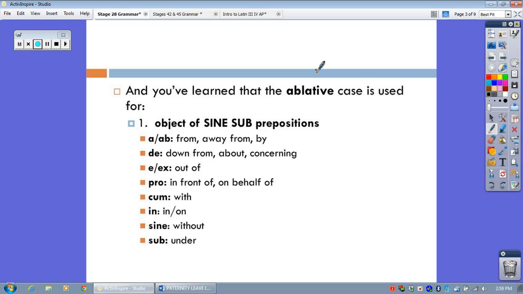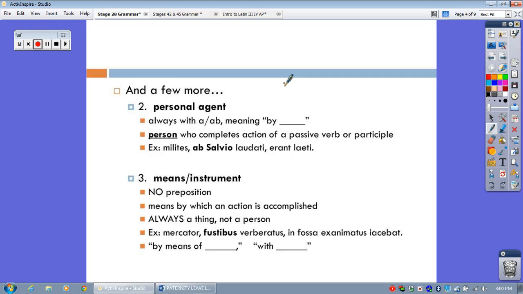And sine sub prepositions. So the sine sub prepositions, ab, de, ex, pro, cum, in, sine, sub. And you see all of their meanings there. You already know all that. Or at least I hope you do. If you don't, there it is. Okay. Now you learned a couple of additional ones last year as well.